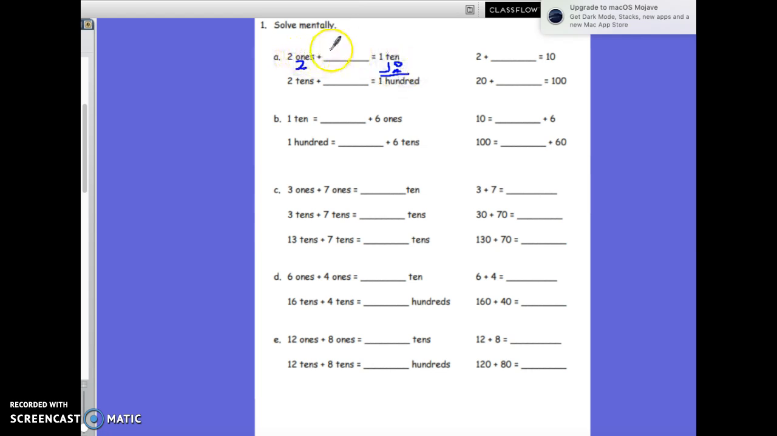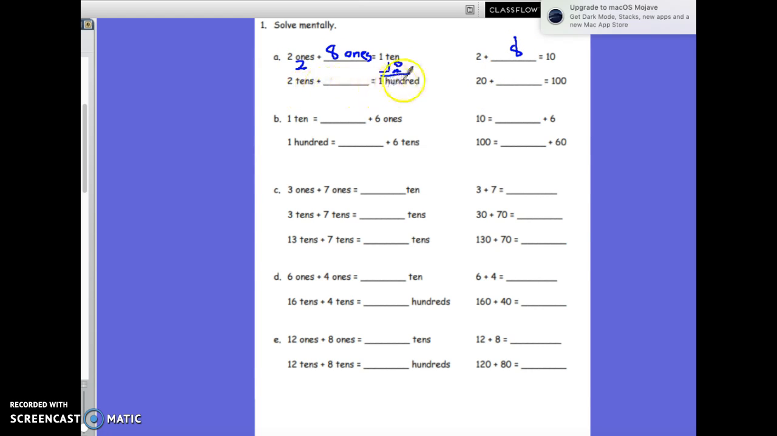So 2 ones plus 8 ones. We have to write the word in there because the words were here. So ones equals 10, or 110. All right, so let's do this one. This is writing it just the regular way. So now it's 2 plus 8 equals 10. 20 plus, oh, we're not there yet, sorry.